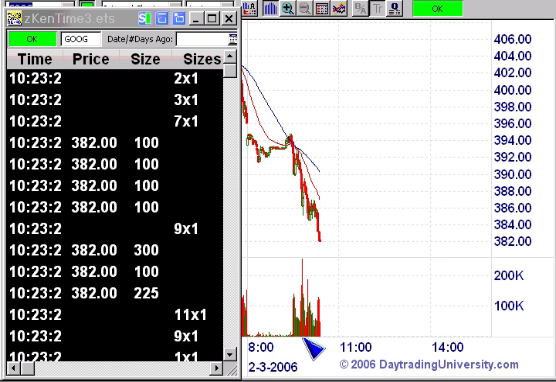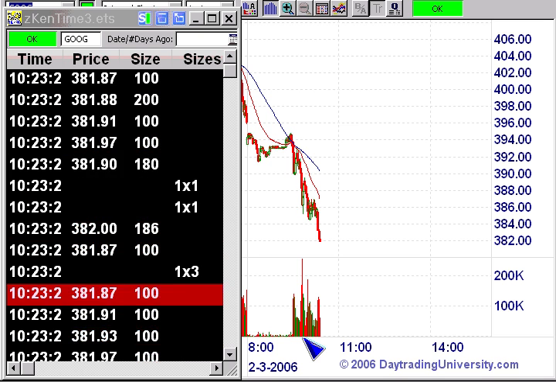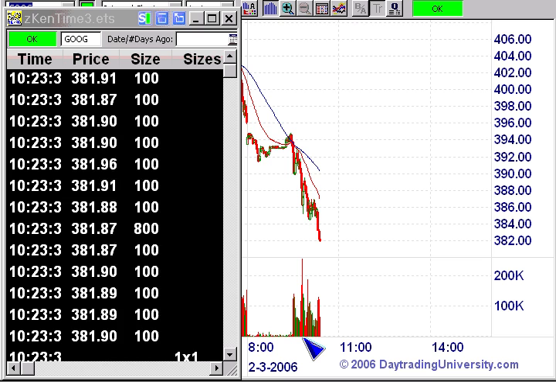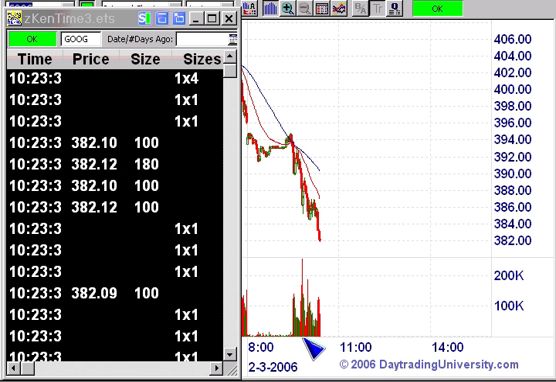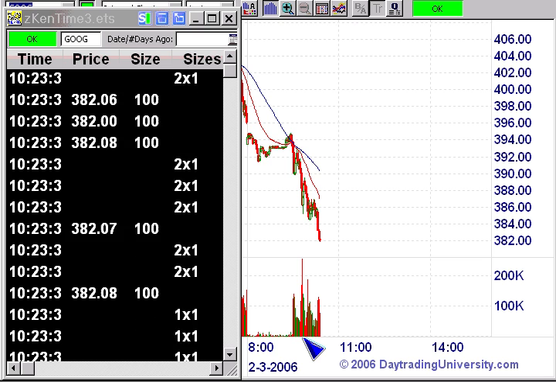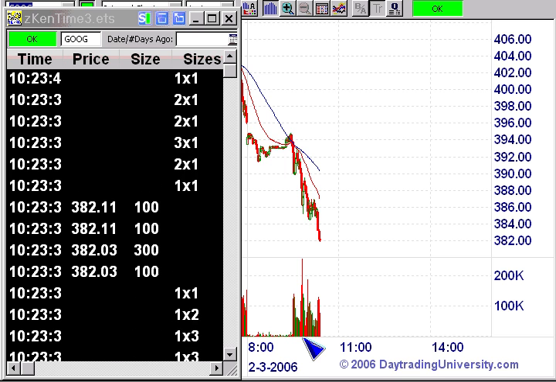As I gained experience in using time and sales, the one thing that I found useful is, first of all, start off by using the tape to help manage risk, right? It's always a matter of stop the bleeding, stop the pain. So use the tape to identify when you would get out of a stock.